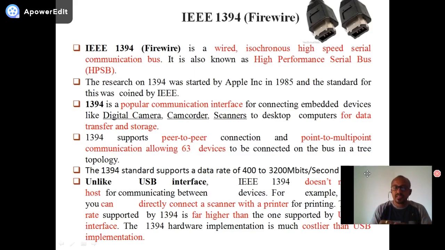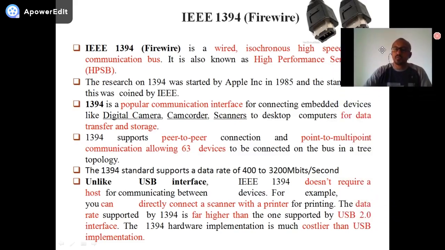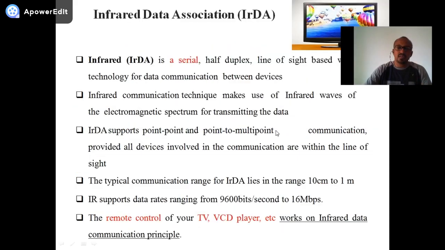or storage. It supports peer-to-peer connection, one point to another point. For point-to-multipoint communication, it allows 63 devices to be connected at a time using the tree topology. I hope you understand the tree topology. Unlike USB, FireWire does not require a host. Here you can directly connect the scanner with the printer for printing. This is a speciality of this; it does not require any host for connection.